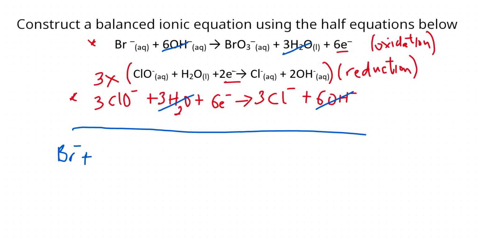So here we have the bromide ion plus the 3 moles of the chlorate ion. And that will give us the bromate ion plus 3 moles of the chloride ion. So this is our full ionic equation.